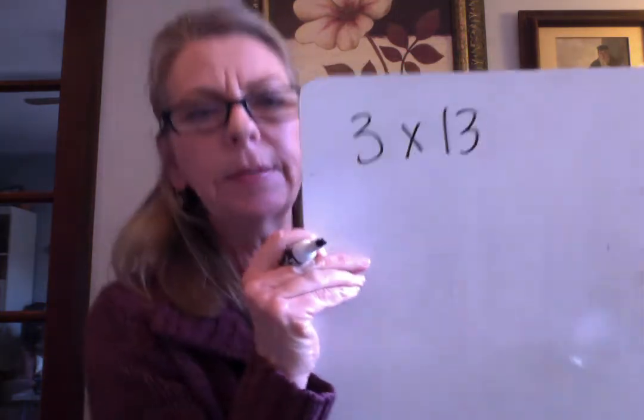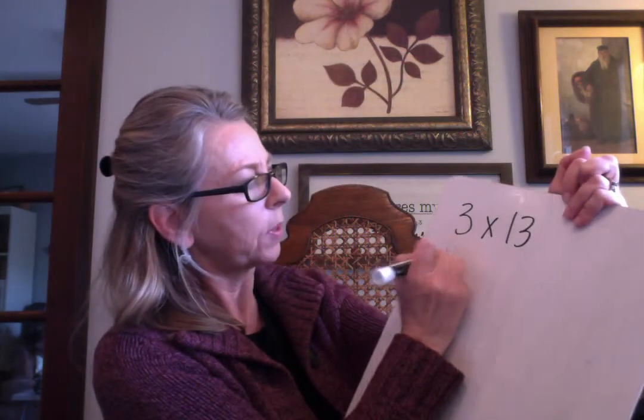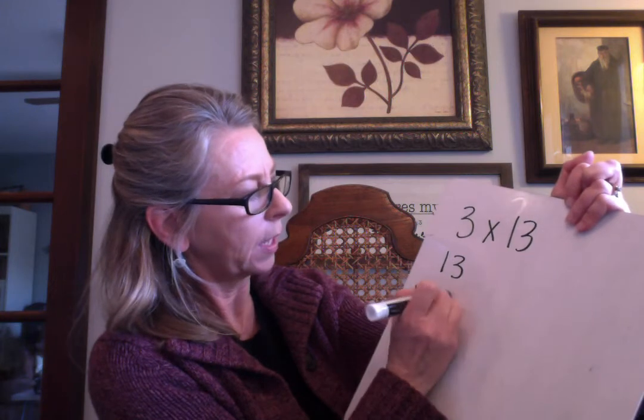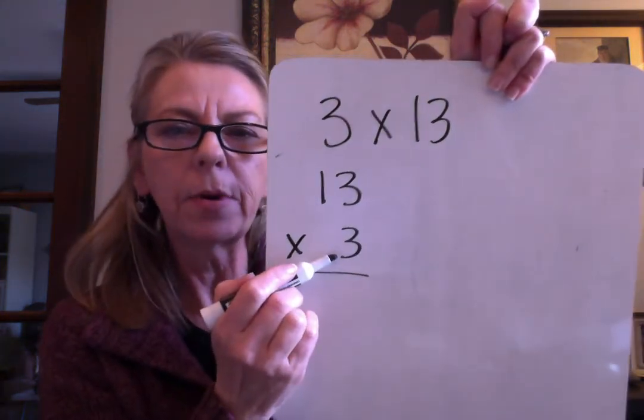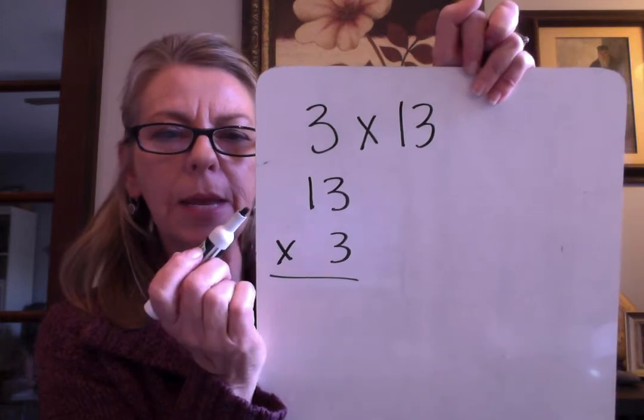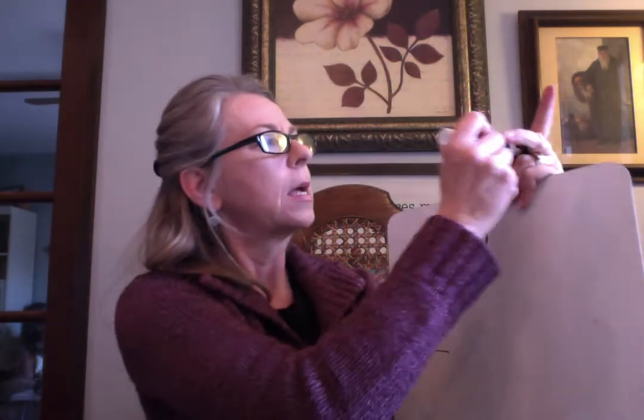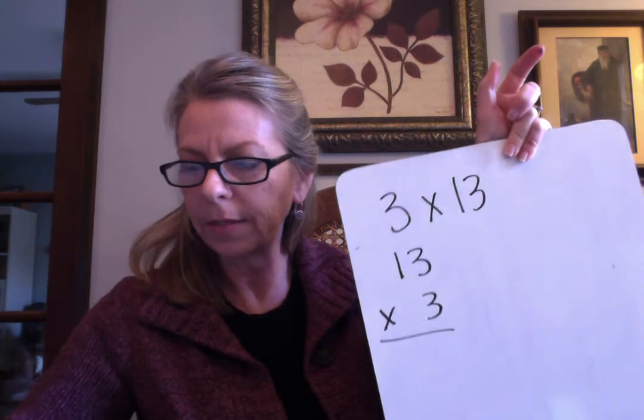Okay, so let's say this time we're going to do 13 times 3, or 3 times 13. So we're going to have 3 times 13. This is how we write it horizontally. Then when we write it vertically, we put the 13 on the top. Okay, and this is our multiplier. This means our number of groups. This means how many are in each group. Okay, so I'm going to have 13.